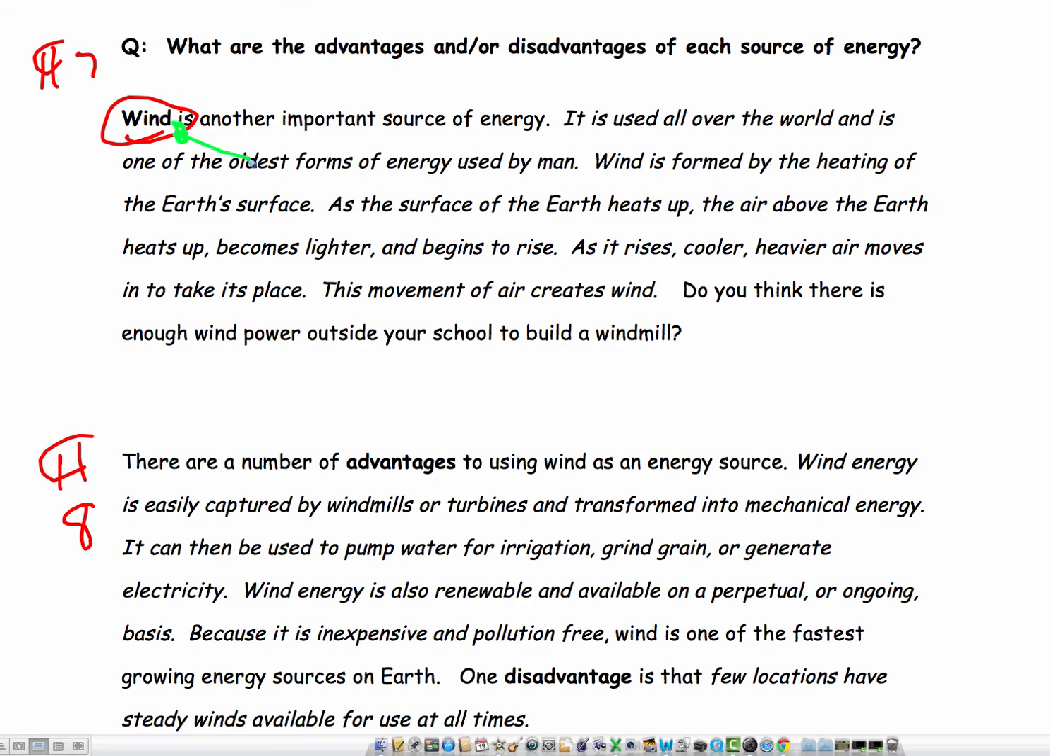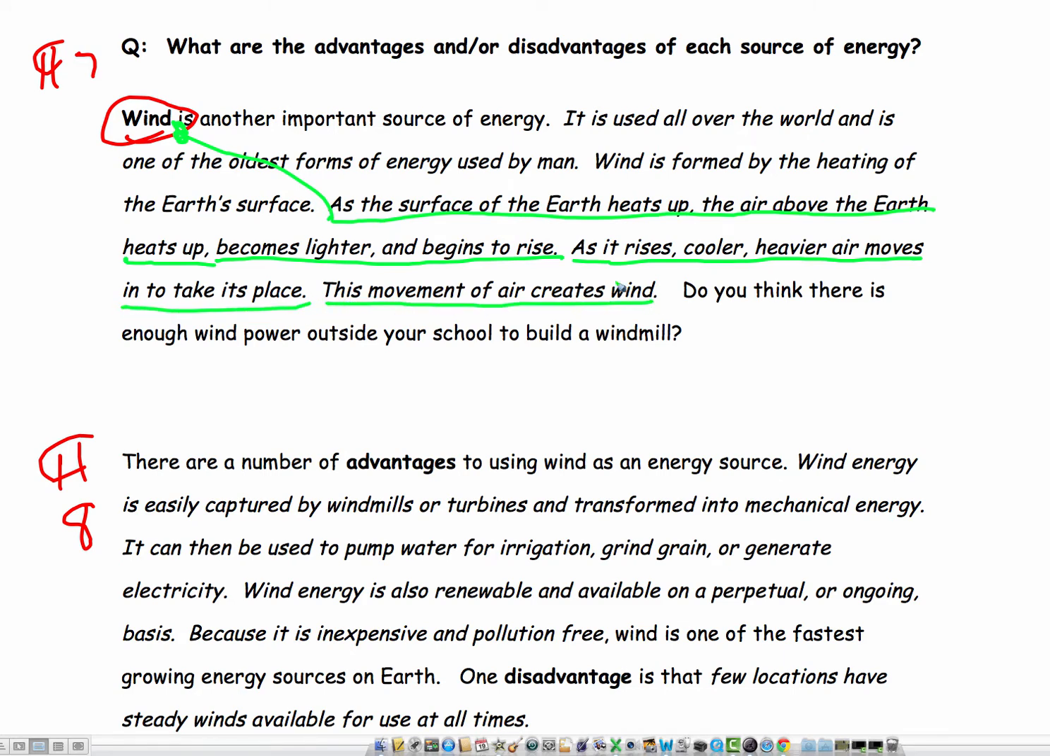This is important. As the surface of the Earth heats up, as the ground absorbs energy, the air above the Earth, above the ground, heats up. So the ground gets warm and starts heating the air up. It becomes lighter and begins to rise. As the wind rises, cooler, heavier air moves in to take its place. This movement of air creates wind.